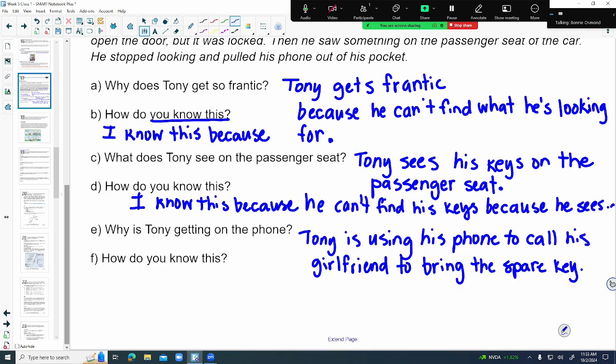And again, how do you know this? Okay, I know this because something similar happened to me. I locked my keys in the car. So the how do you know this question can be answered because it's written there in the passage, or because it happened to you.